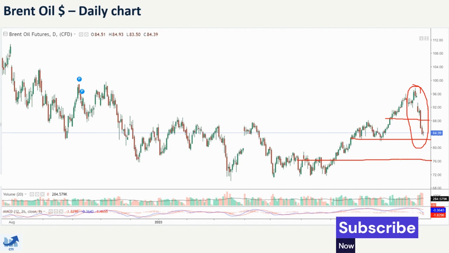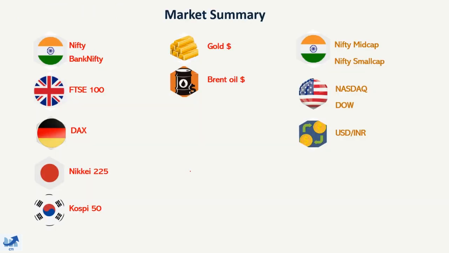So we need to watch out as to where the oil is really headed. We were expecting that it will take support somewhere around $88, but it managed to breach this support, and the Brent oil is looking very weak at this moment right now. So, friends, let us summarize the global markets.